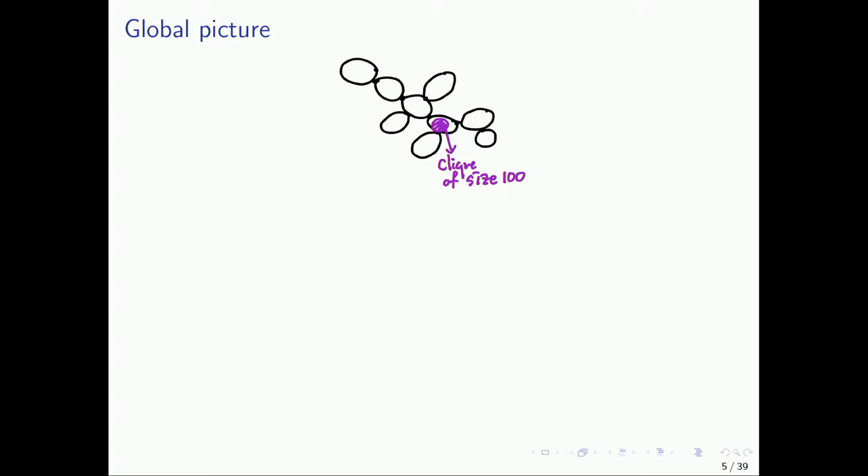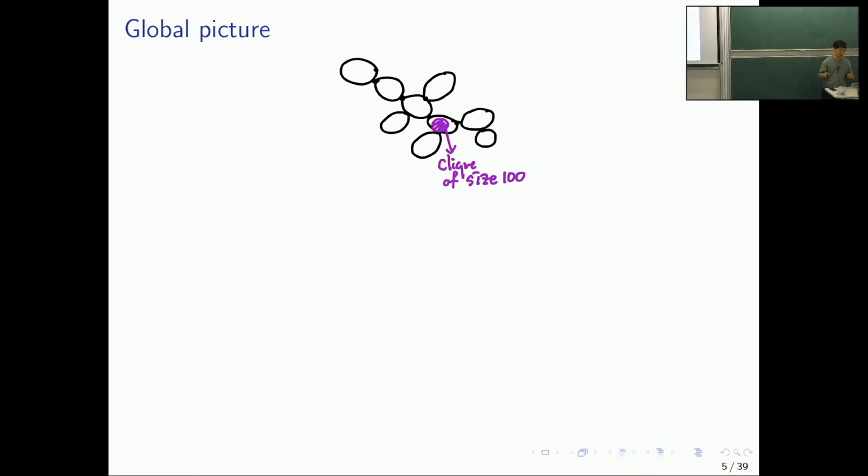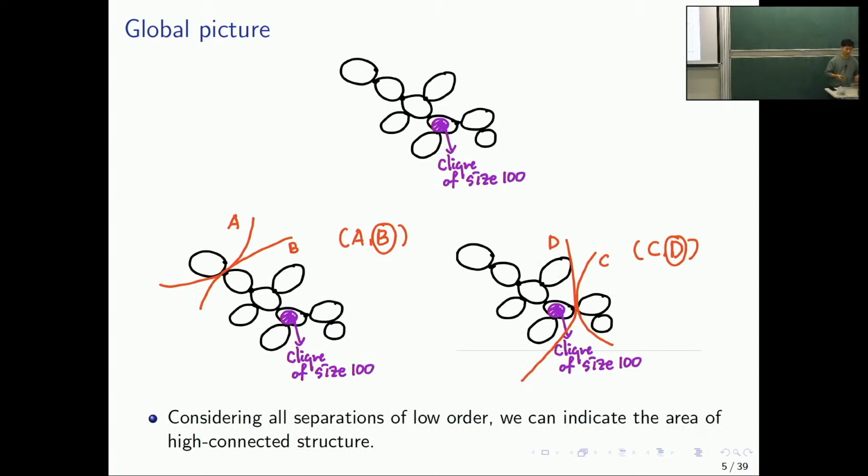If you look at the global picture, this is the simplest case, where the graph is decomposed by cut vertices, and the clique is contained in some block. How do we indicate this block? For every cut vertex, you naturally make a separation whose intersection is the cut vertex. Like in the left-hand picture, you can think about the separation A and B, and say that B contains the clique. For the right-hand side, you can consider C and D, and the D part contains the clique. Considering all such separations, you can indeed indicate the area containing this clique.